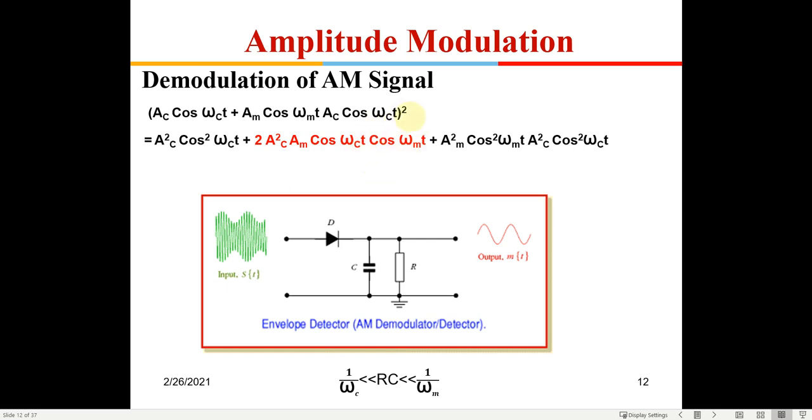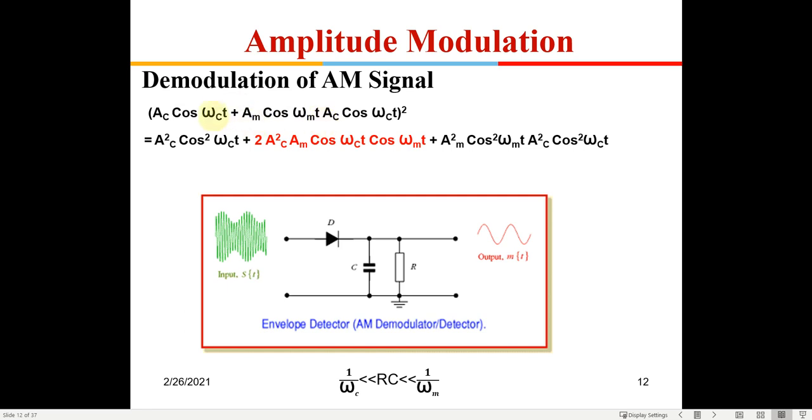Now I don't have to multiply it with cos omega ct at the receiver end. I just have to do a square and I will be able to get a cos omega mt signal. That is the important thing. Earlier, without this component, there was a requirement of multiplying it with this signal here. Now with this signal being sent already from the transmitter, I just have to do a square operation.